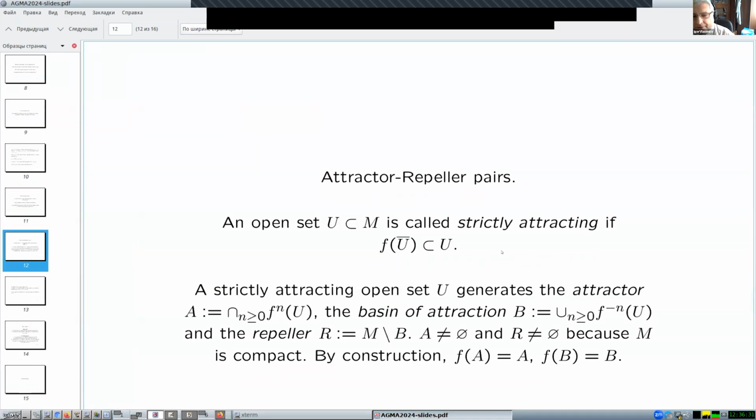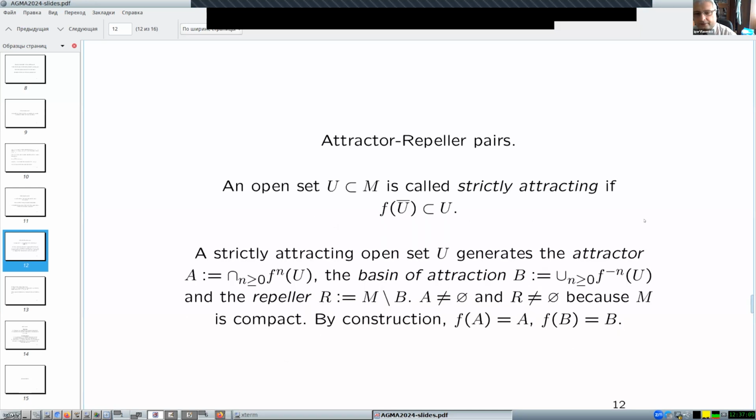Let's recall that in Conley theory we also have the notion of attractor-repeller pairs. We have a strict attracting set if the open set U has the property that f maps the closure of U into the interior of U. And we have the attractor, which is the intersection of images of U, its basin of attraction, and the repeller.